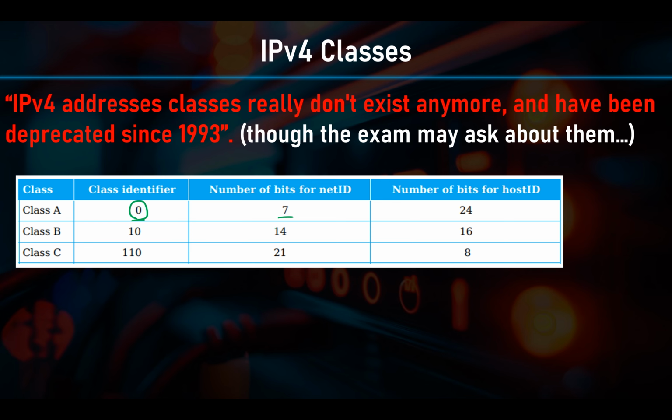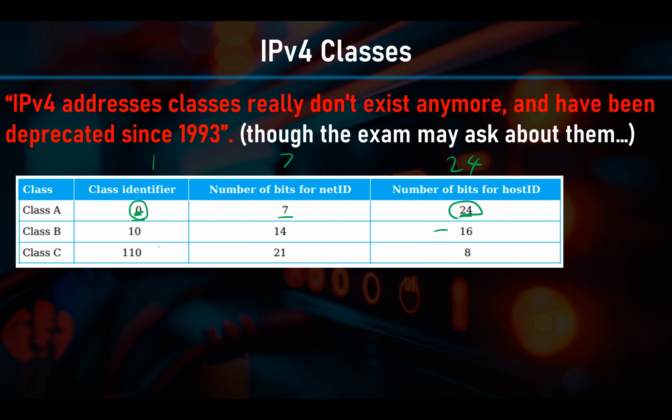And what that means is the next 7 bits are going to represent the network ID, and the final 24 bits, well, they're going to be the host ID, the device ID. And if you think about that, it's going to add up to 32 bits, because the 0 is 1 bit, then 7 bits, then 24 bits. So 1 plus 7 plus 24 is going to be 32.